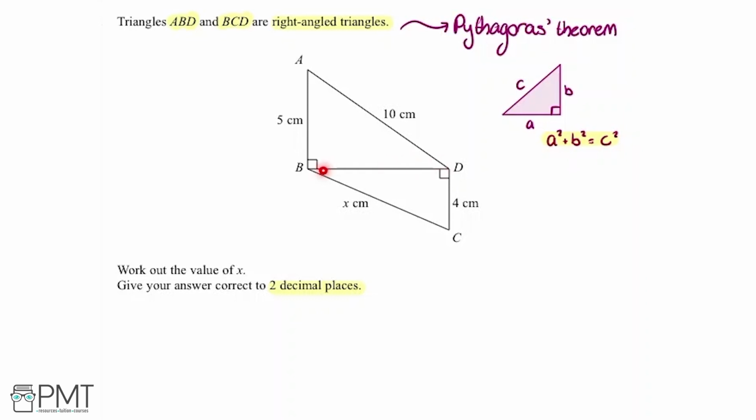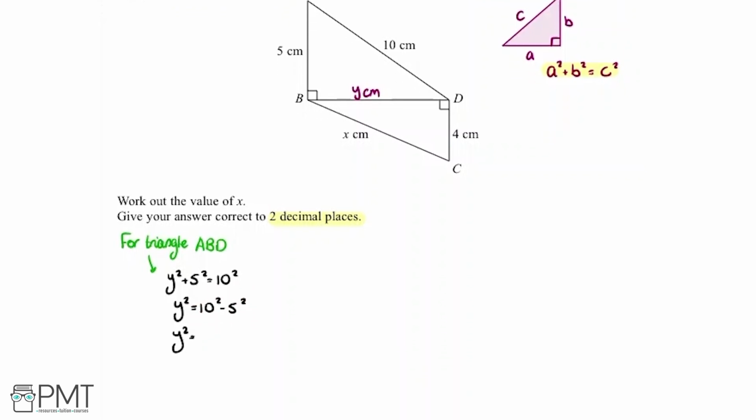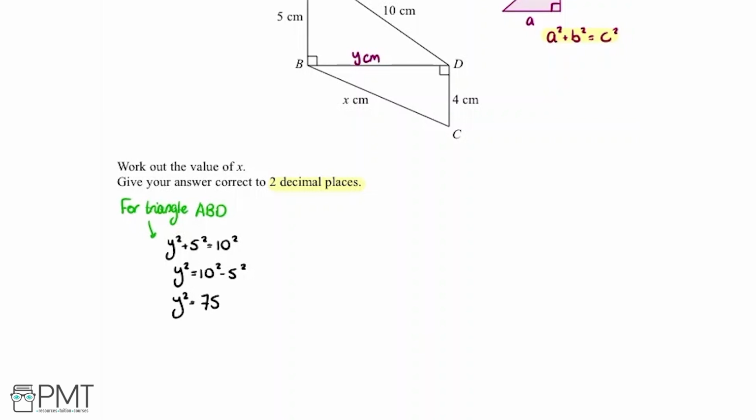So I'm going to label this side y centimeters. And if we refer over to Pythagoras' theorem over here, for this triangle, so for triangle ABD, we're going to say y squared plus 5 squared equals 10 squared. So now we can rearrange this. We're going to make y squared the subject. So we're going to subtract 5 squared from both sides. So we're going to have y squared equals 10 squared minus 5 squared. I'm going to put this into the calculator to find out what it gives us. And we get 75. So we know that y squared equals 75.